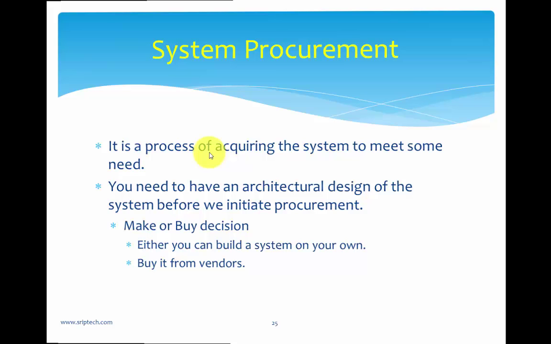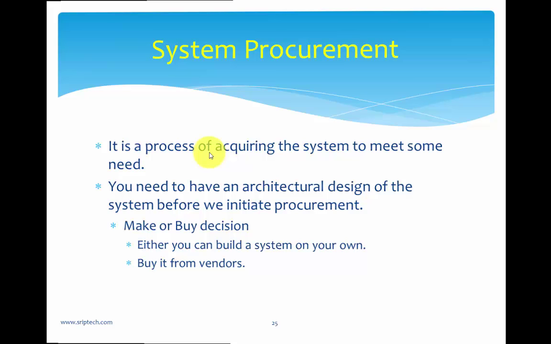Now there is another knowledge area called system procurement, which is very important. Now how do you procure a system? System procurement is where we have to think from a buyer's perspective. What do you mean by a buyer's perspective? It is a process of acquiring the system to meet some need.